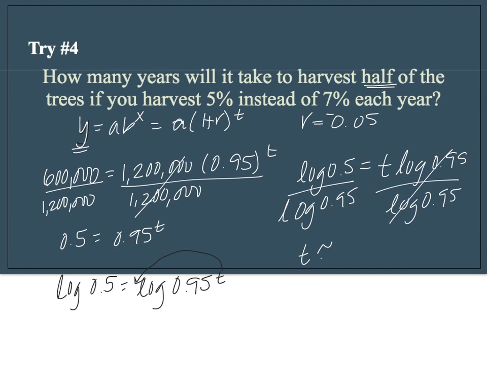So t will be about, let's go ahead and find that, log of 0.5 divided by log of 0.95 is going to be about 13.51 years.